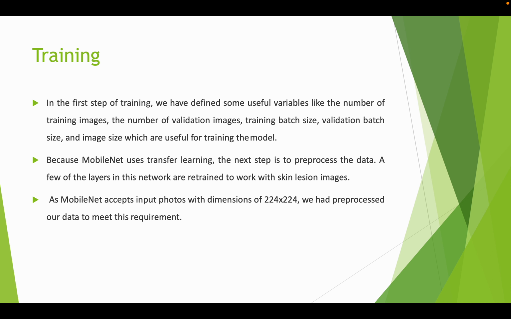Because MobileNet uses transfer learning, the next step is to pre-process the data. A few of the layers in this network are retained to work with the skin disease images. As you saw from the previous slide, the number of trainable parameters is very large, in the millions. We only need a few of the layers, so I dropped a few layers so that it works only with the skin disease images. The other thing is that MobileNet accepts only photos with 224 by 224 dimensions.